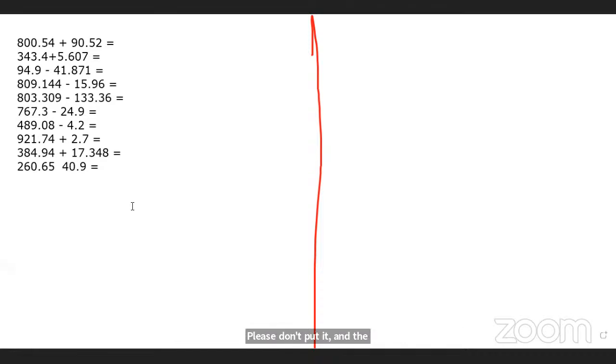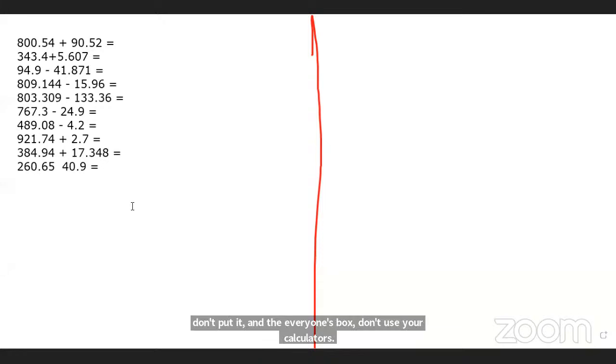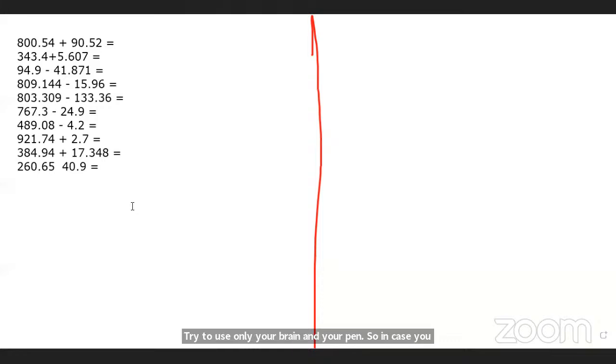Don't use your calculators, try to use only your brain and your pen. So in case you don't want to do with the pen work, you can avoid it. It's the same as what we did from the first class. You will be able to do it in your mind. Don't put your answers in to everyone at link. Please do put it in the direct message to me.